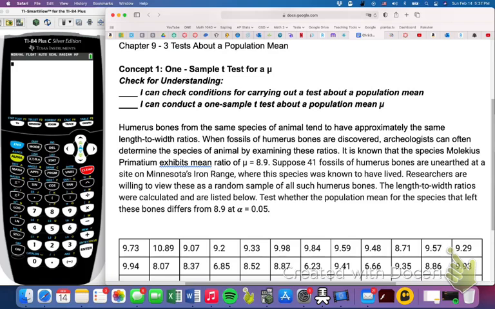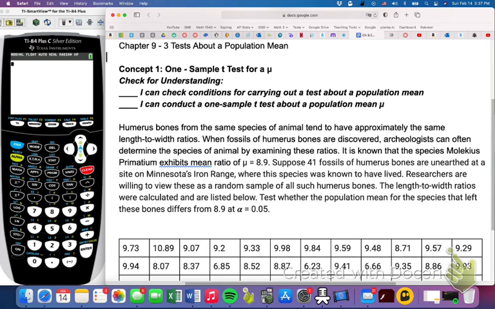Okay, so this is 9.3, tests about a population mean, concept 1. So CFU 9.3, concept 1 on one sample t-test for a population mean. Check for understanding: students will be able to check conditions for carrying out a test about a population mean. So those three conditions you have to remember how to actually check them. Next, students will be able to conduct a one sample t-test about a population mean.